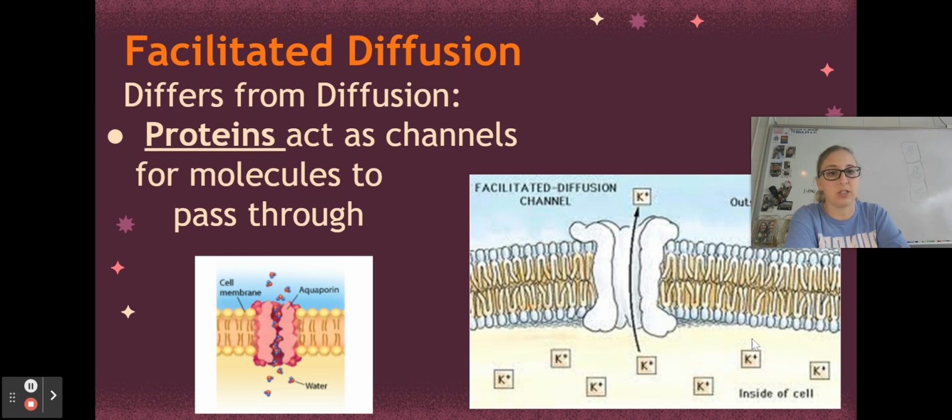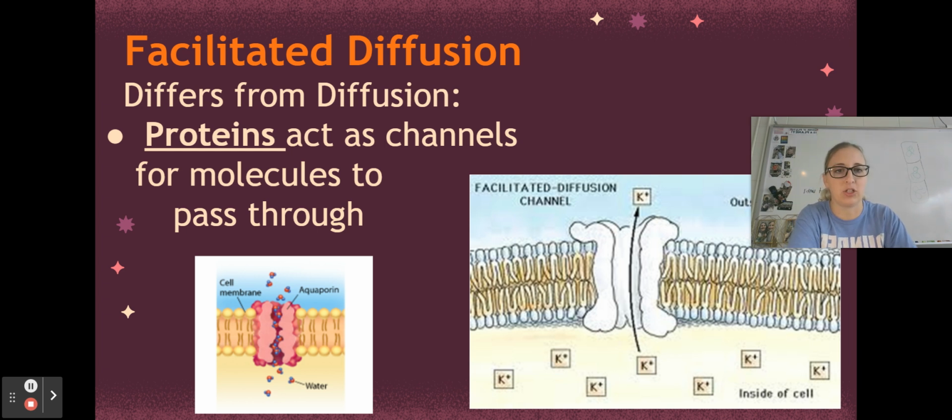We start with a high concentration on one side, low concentration on the other, and with facilitated diffusion, the particles will have to go through that protein to get to the other side. So still diffusion process, high concentration to low concentration, will go until equilibrium is met, and then the particles will move equally, but it has to have that helper.